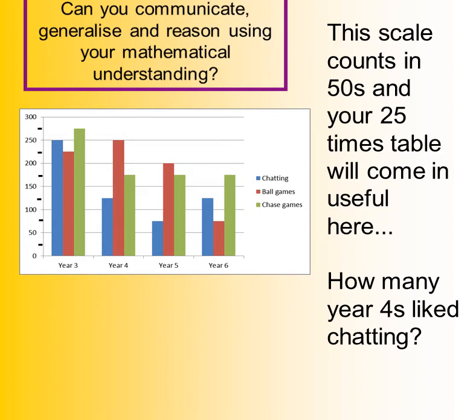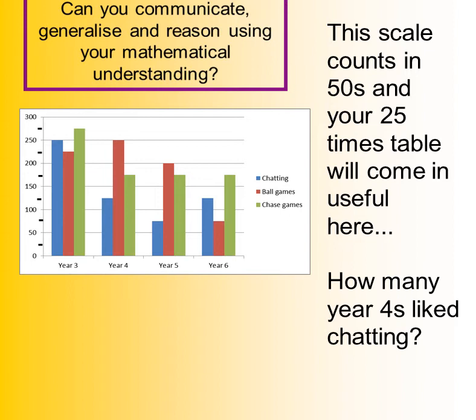Now, along our x-axis at the bottom, we have got year groups, year 3, year 4, year 5 and year 6. And then up the y-axis we've got numbers going up, so that must be numbers of children in those year groups. And then for each year there are 3 different colour codes, and there's a clue on the right hand side of the chart that says anything in blue is chatting, anything in red is ball games, and anything in green is chase games. Now the missing title of this chart is most popular playtime activities in those year groups.